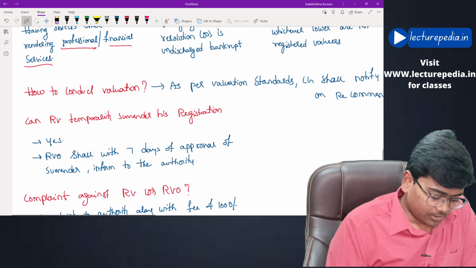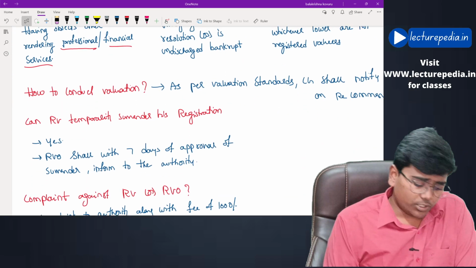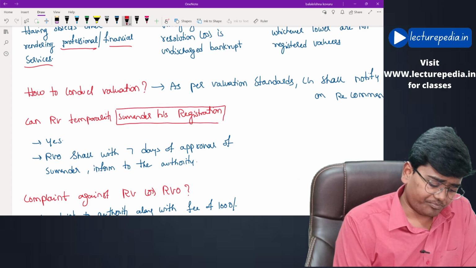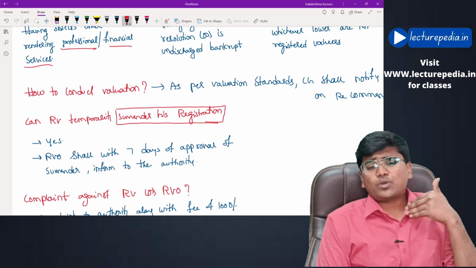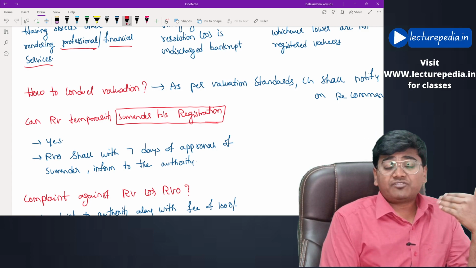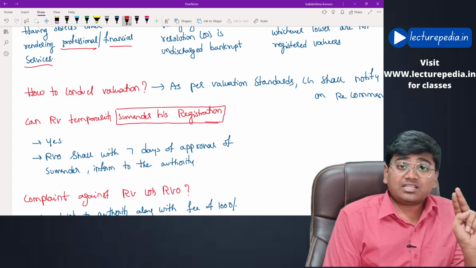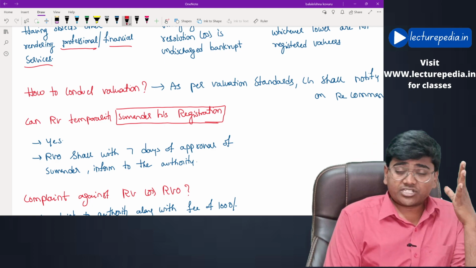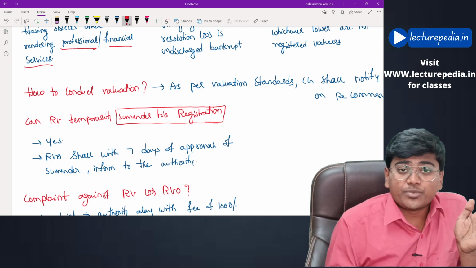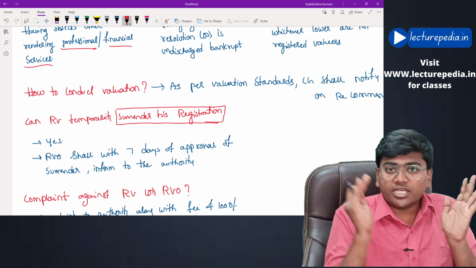Next, can a registered valuer temporarily surrender his registration? Yes, the registered valuer can temporarily surrender his registration, and after he surrenders the registration, the registered valuer organization must, within 7 days of surrender of such registration, give information to the IBBA.